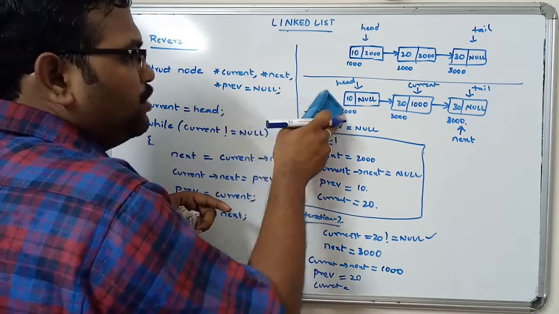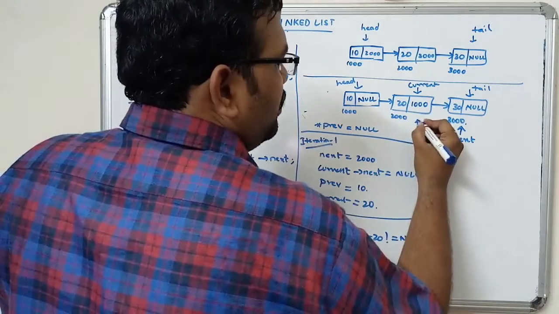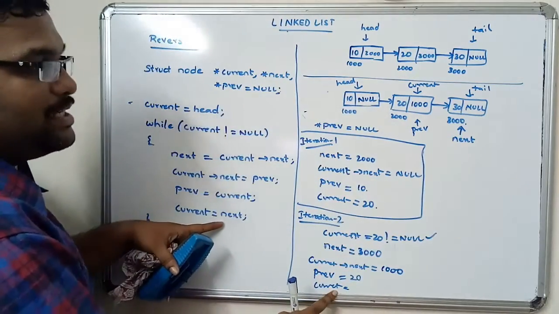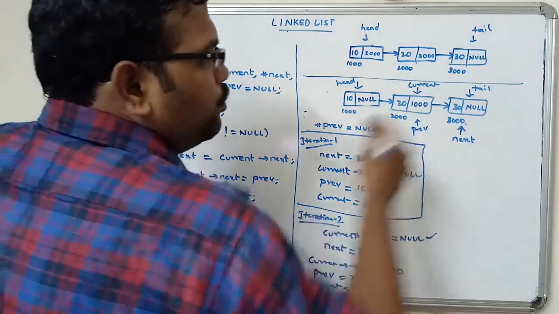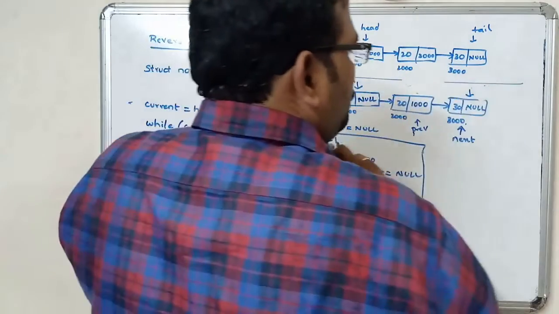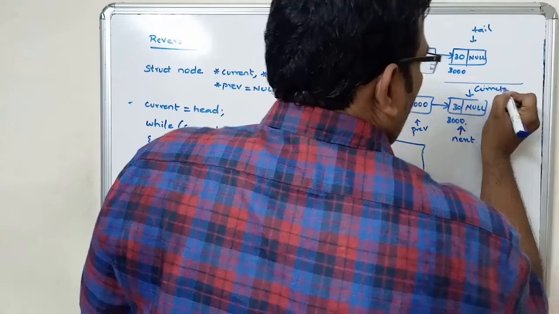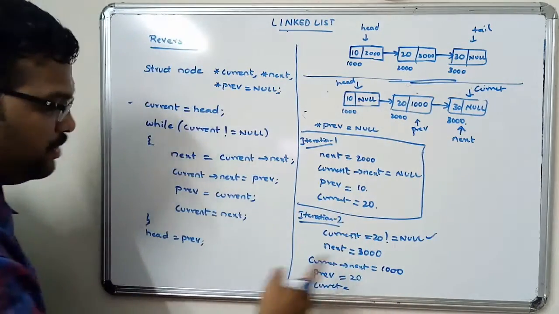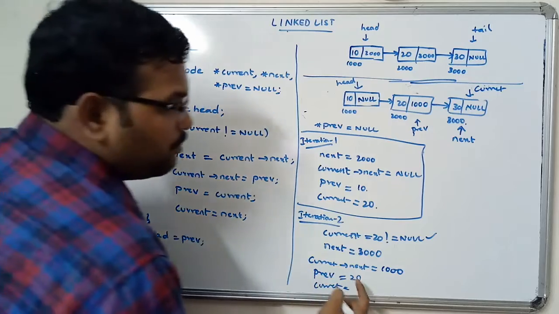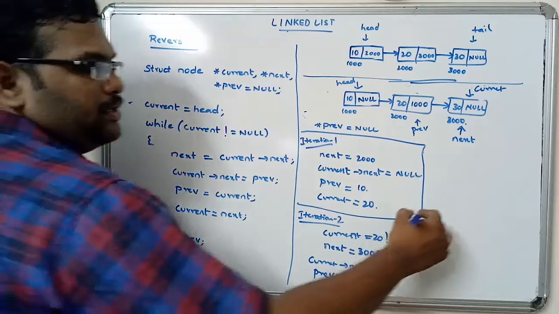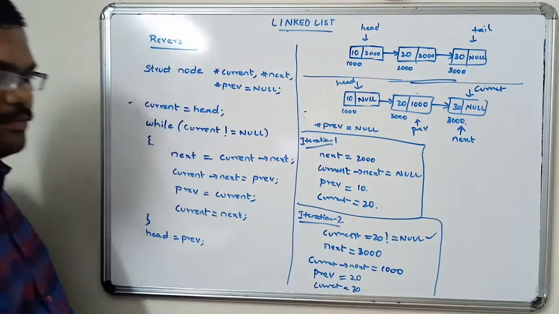So just move the previous here. Now previous is here. Current is equal to next, so current is moved to the next one. What is the next one? That is 30. Right. So this is the second iteration.